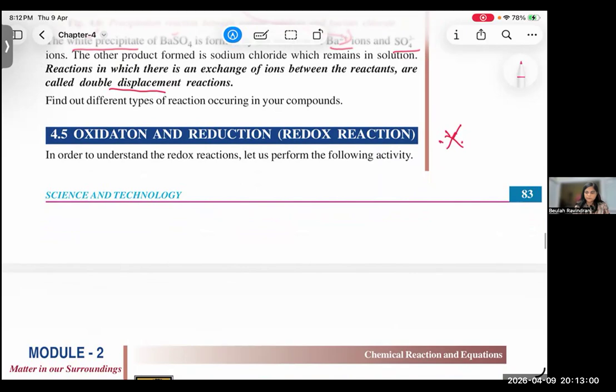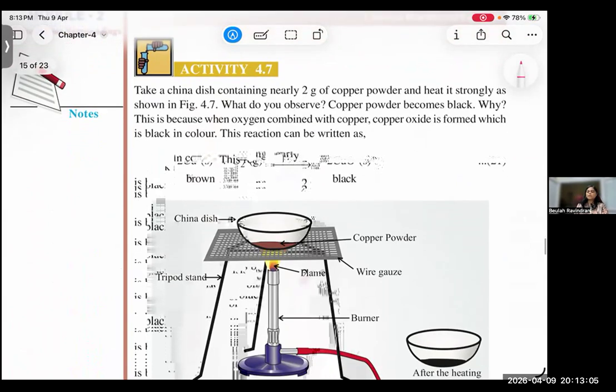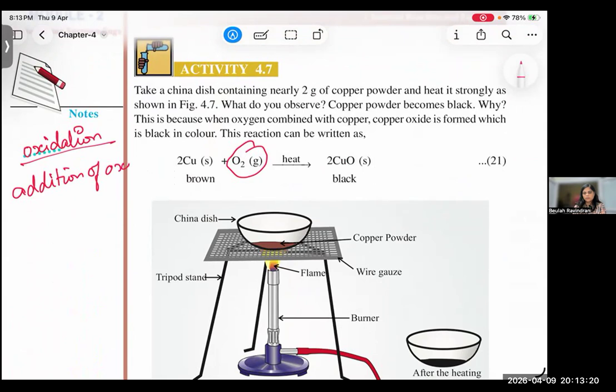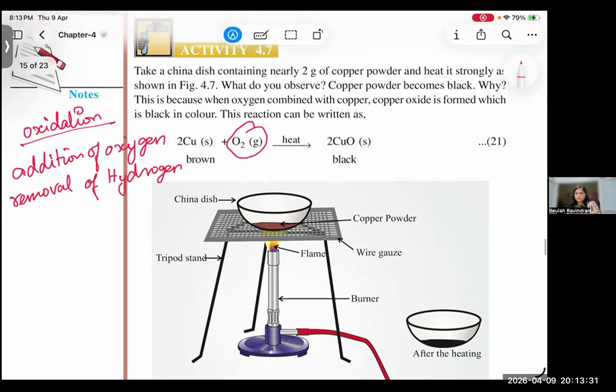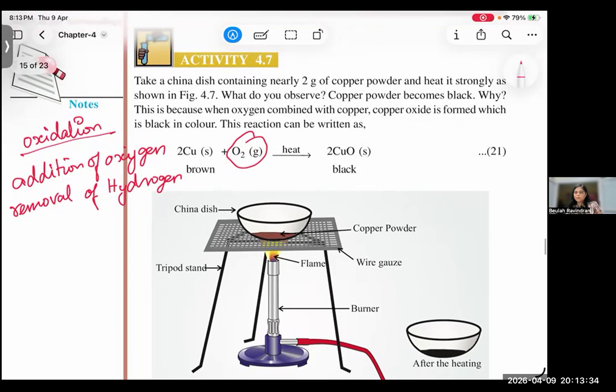This is a very important reaction. This is the very first time you are going to learn about both oxidation and reduction. What is oxidation? Addition of oxygen. Can you write now? Oxidation means addition of oxygen, and also removal of hydrogen. That is also oxidation. See here, copper powder becomes black. Copper is usually brown in color, and when it combines with oxygen, it is black.